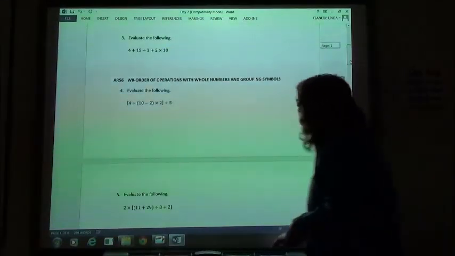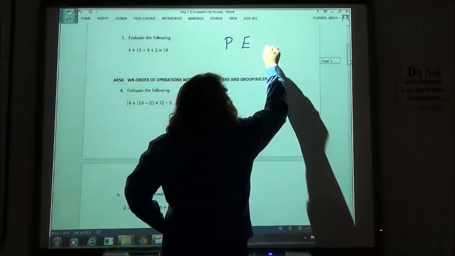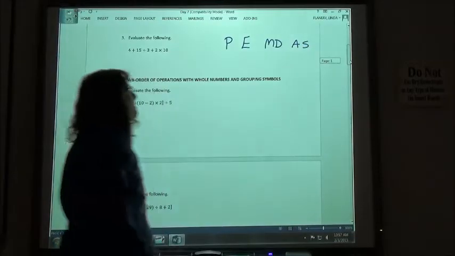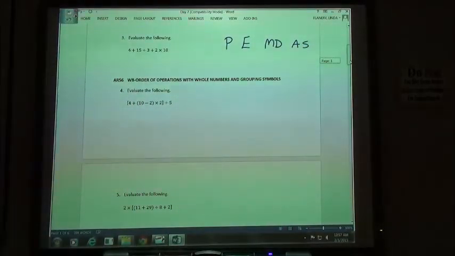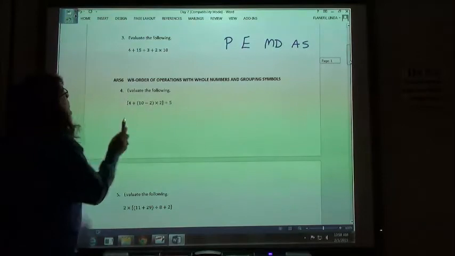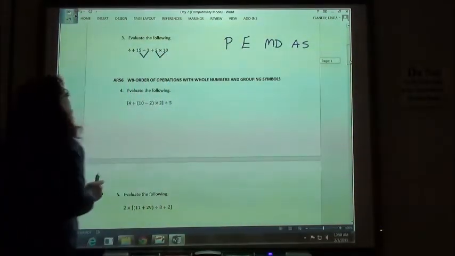Following your order of operations. Parentheses, exponent, multiplying and dividing, adding and subtracting. So, don't have parentheses or exponents. I'm going to do multiplying and dividing from left to right. Here's a dividing, here's a multiplying.